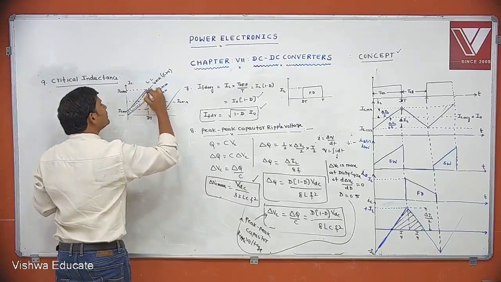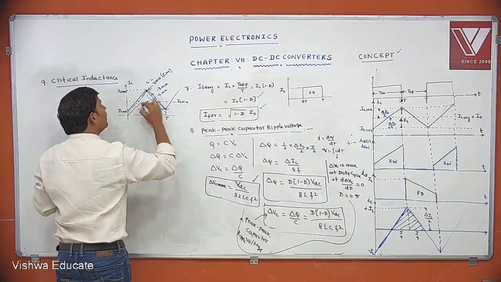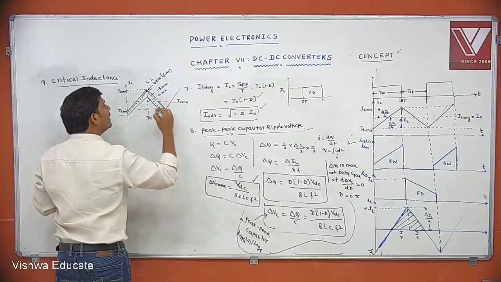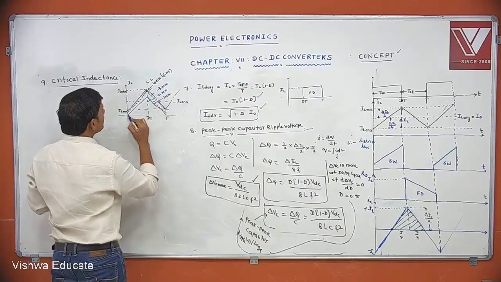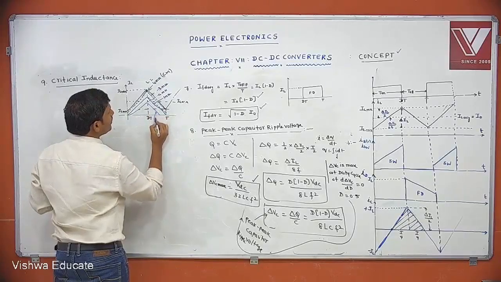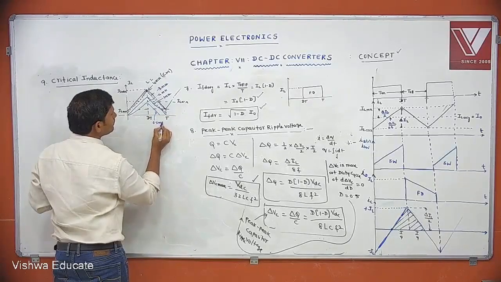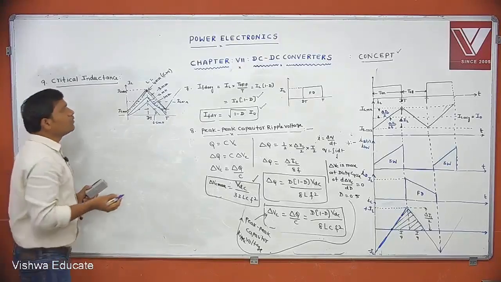Reduce the inductance. Let this be for 1 millihenry. Again we reduce the inductance. Let this be for 0.5 millihenry. For different values of inductance, how can we expect the waveform?